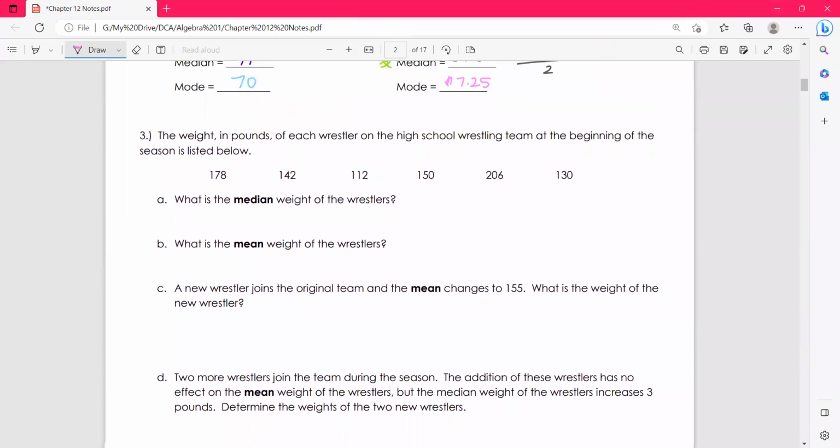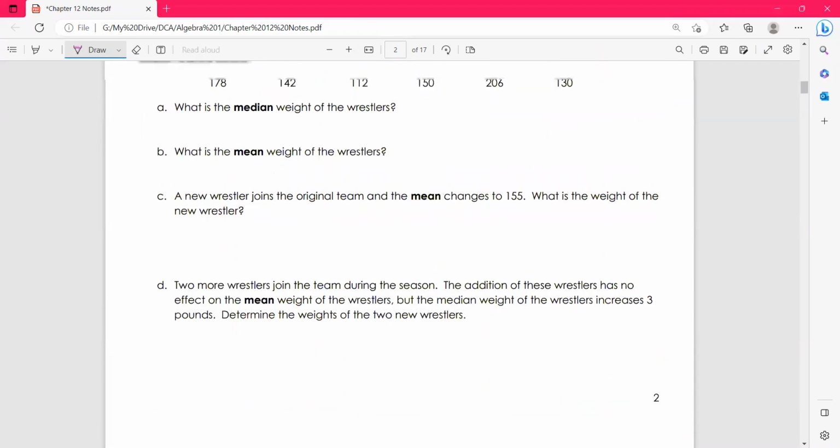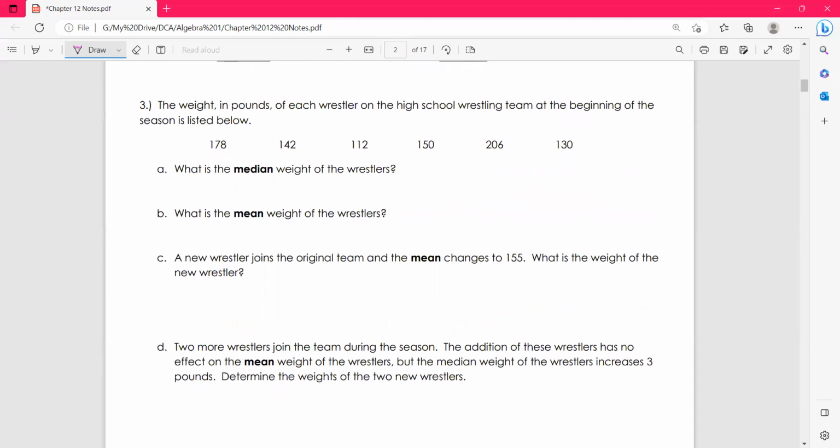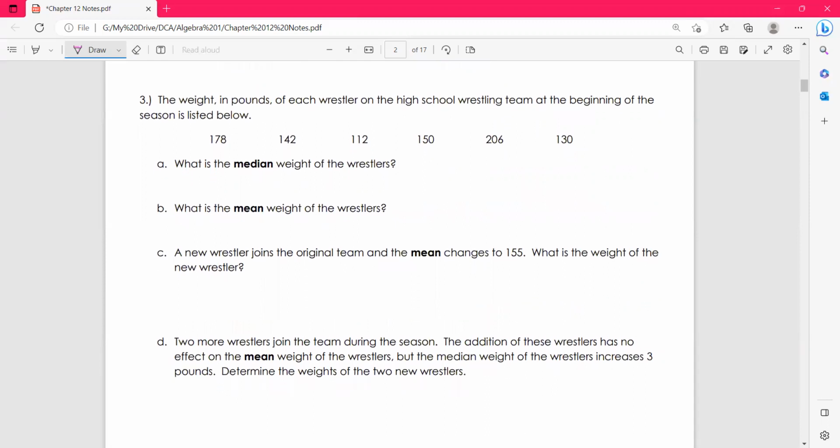Let's check out number 3 here. This is our last one for this section. The weight in pounds of each wrestler on the high school wrestling team at the beginning of the season is listed below. What is the median weight of the wrestlers? So for the median, I need to put these in order from least to greatest. So I've got 112. I'm just going to cancel these as I write them. 130, 142, 150, 178, 206. Ordered from least to greatest.